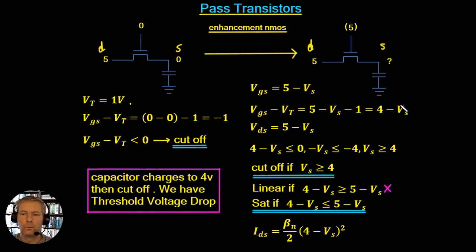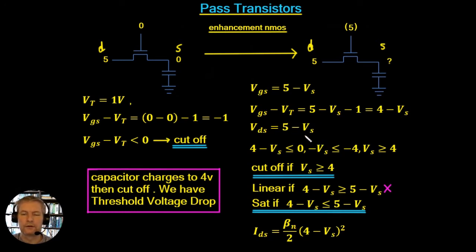Now, we're interested to find out whether it's in cut-off, whether the current is flowing, in saturation, or in the linear region. So we have to compare it with the voltage between the drain and the source. Here the voltage between the drain and the source is going to be 5 minus the value Vs. So we'll get 5 minus Vs.